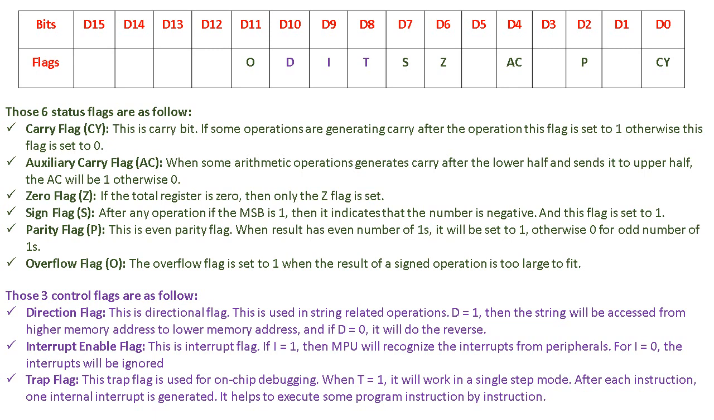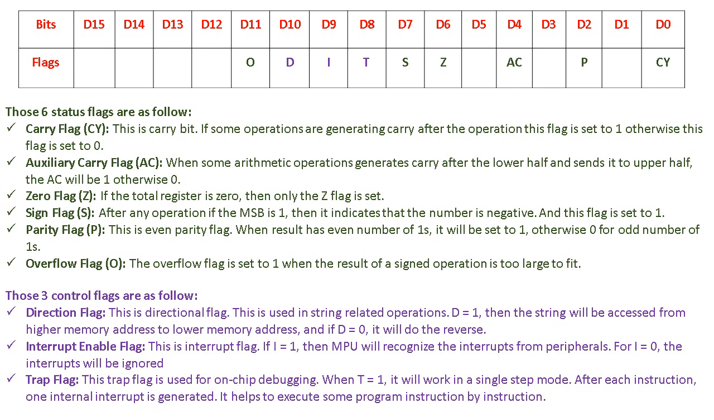So starting with the carry flag bit, this is the carry bit. If some operation generates a carry after the operation, this flag is set to 1. Otherwise this flag is set to 0. So this particular carry flag will let us understand whether it is holding any carry or not. If the carry flag is set to 1, that means it is holding a carry after the operation. If the carry flag is holding 0, that means there is no carry. That is why the flag is set to 0.